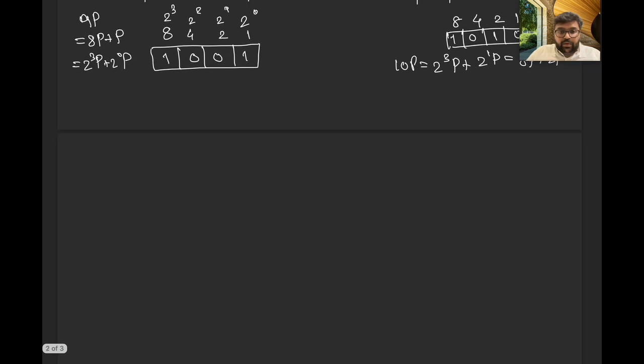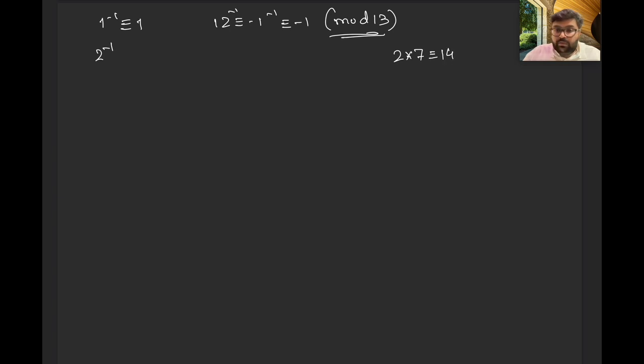We know how to compute using the formula, but I recommend before using the formula, always keep inverses handy, because that will be useful. So 1 inverse is 1 modulo 13. 12 is minus 1, so 12 inverse is minus 1 inverse, which is minus 1. All computations are modulo 13. 2 inverse: 2 into 7 is 14, and 14 is 1 modulo 13. So the inverse of 2 is 7.